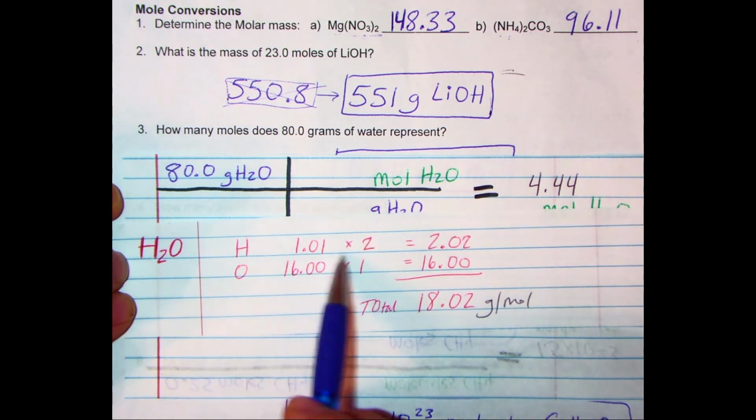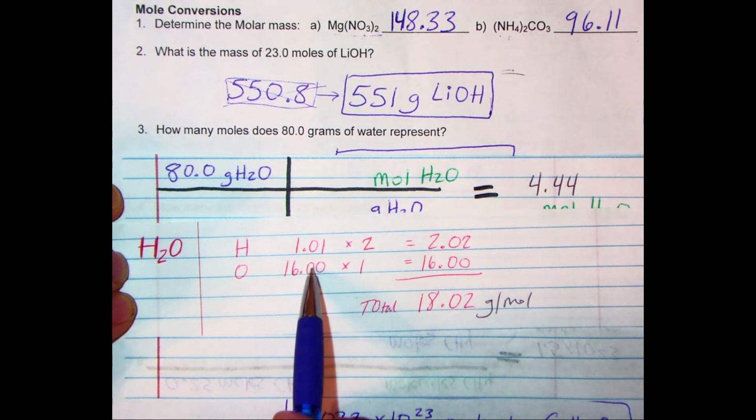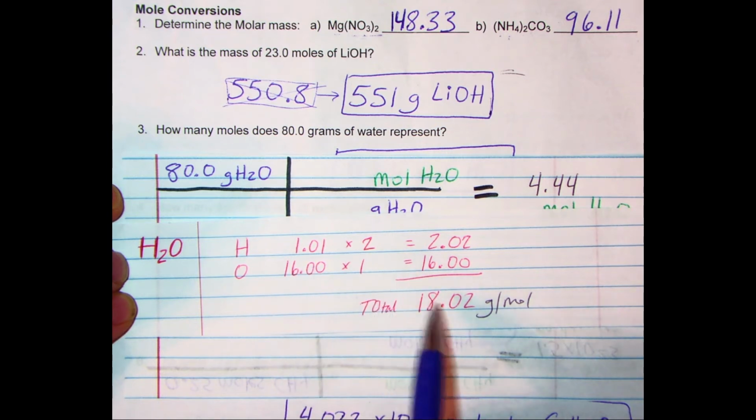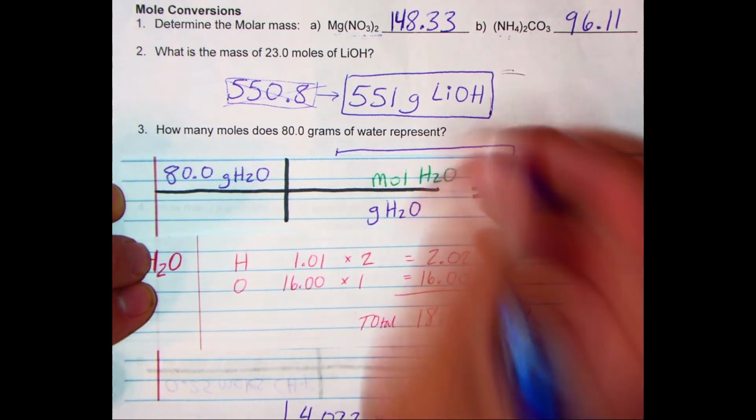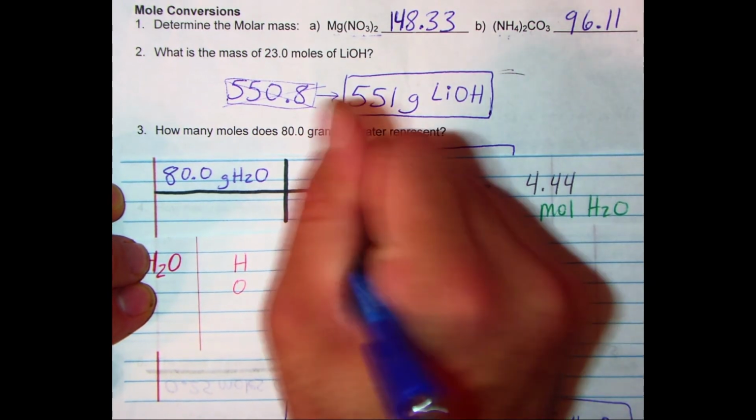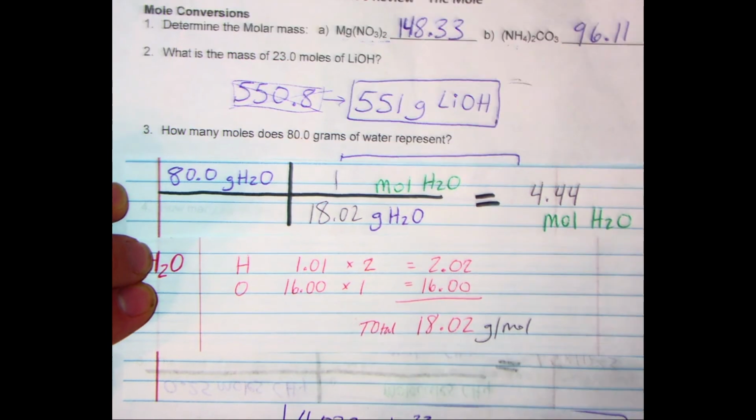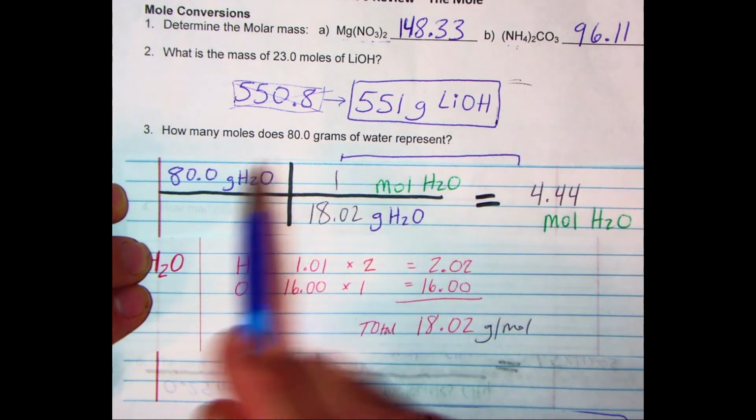Hydrogen, there are 2. Its molar mass times 2, and oxygen's mass times 1, for a grand total of 18.02 grams per mole of water. So for every 1 mole of water, it has a mass of 18.02 grams.